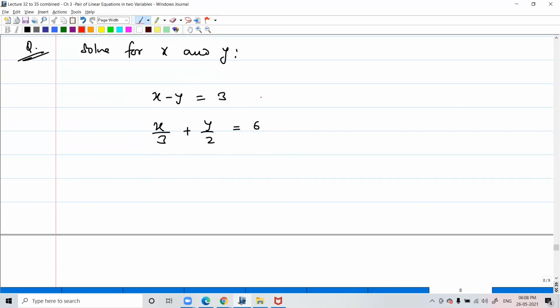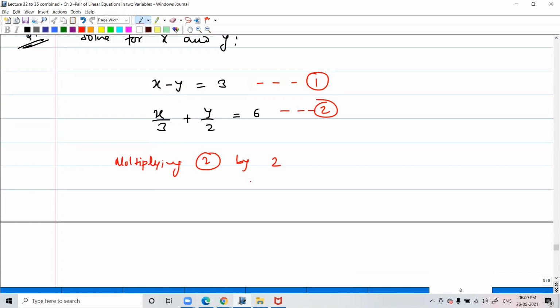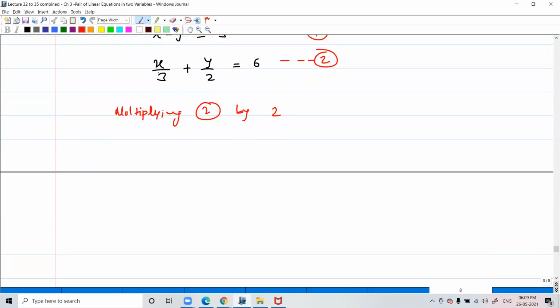Okay, so let me write it down. Let's say this is our first equation. Second equation, we say multiplying the second equation by 2. So what will happen to the second equation now? All the terms we have to multiply by 2. This also, this also, this also, everything. All the terms individually we have to multiply by 2.